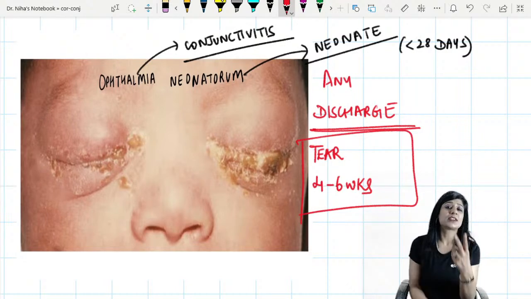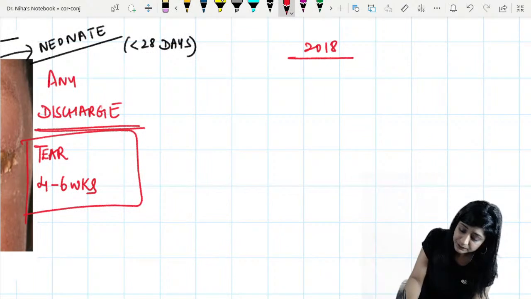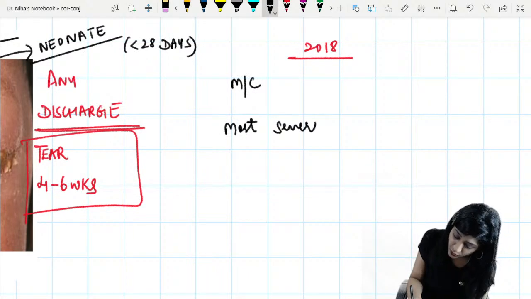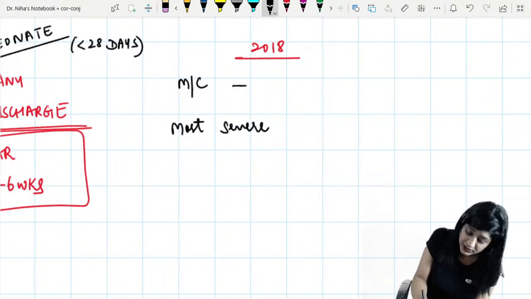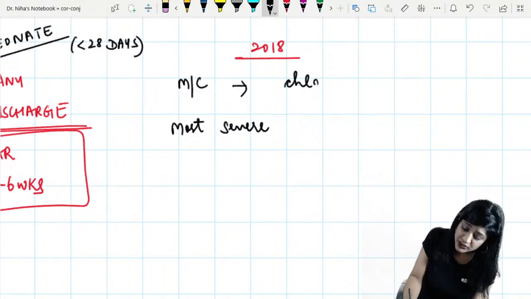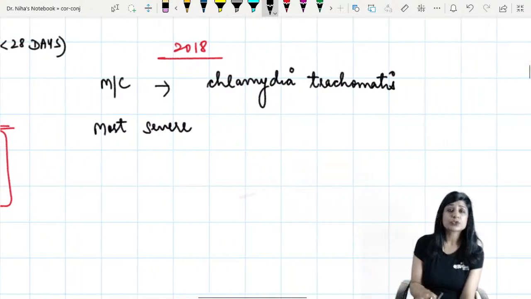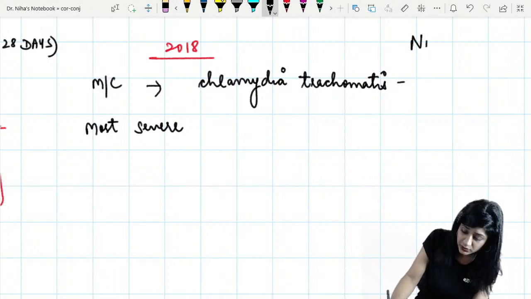Now there are two questions that were asked in 2018. One was the most common and one was the most severe. So always remember the two things. The most common cause of this neonatal conjunctivitis, the one that we have just discussed, is Chlamydia trachomatis, which is causing it at the time of birth.